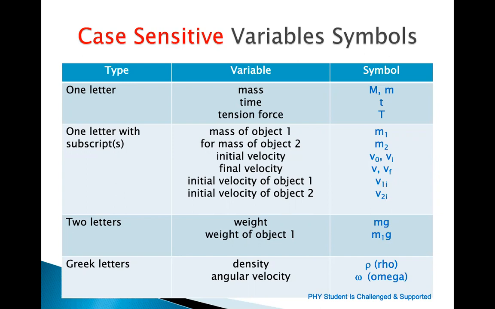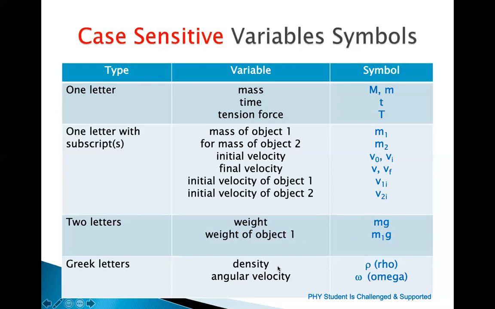So basically, we need to give different names to different properties. And some variable names are made with 2 letters. For example, weight is mass times gravitational acceleration. We call it mg. Weight of object 1 is m1g.